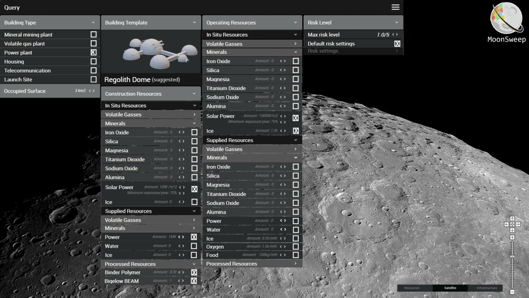The client of our example is looking to build a solar power plant on the moon. He selects the desired activity he wants to establish. Then he can choose what resources are needed for the construction and for the operations of the building. The software will provide suggestions based on construction resources, looking up templates. Note that resources can be either in situ and must be processed, or provided by a supplier. At last, the user will select a maximum risk level. He will also be able to change individual risk settings, weighing the types of risks as he prefers.